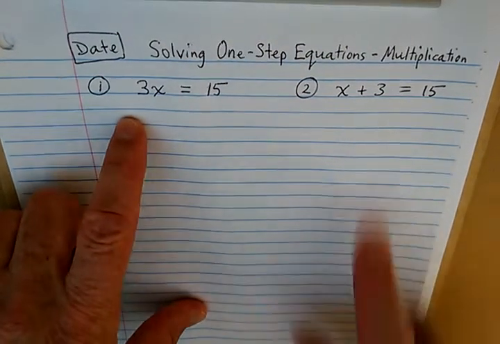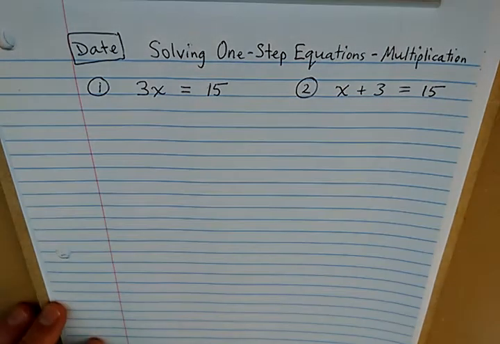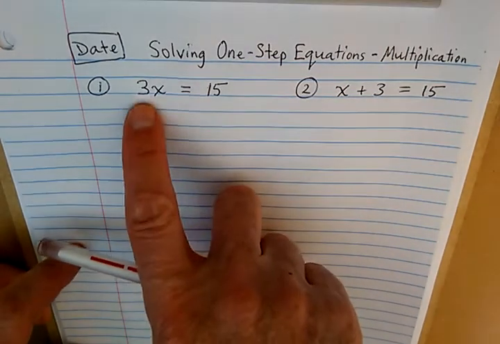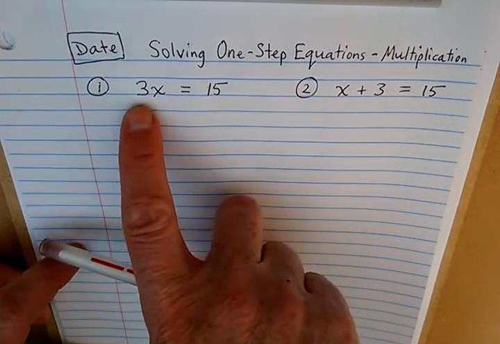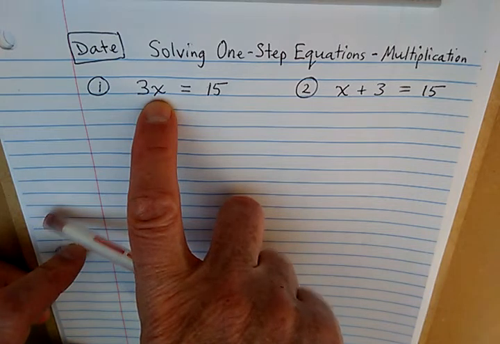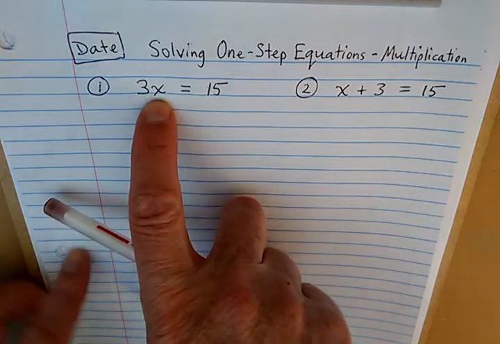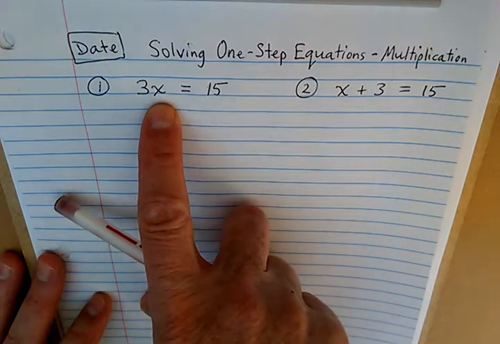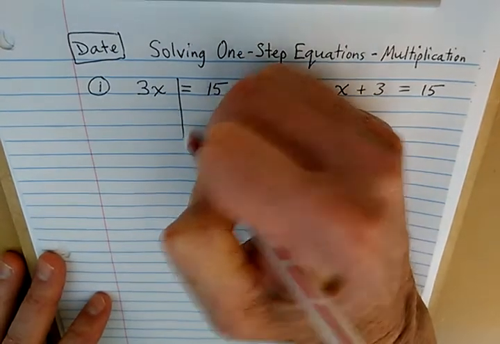Alright, so we're going to do these two problems and talk about how they're different. The first one says 3x equals 15, and you'll remember probably that any number next to a letter means you're multiplying that number times the letter. So this is 3 times x equals 15. We need to draw our train tracks.